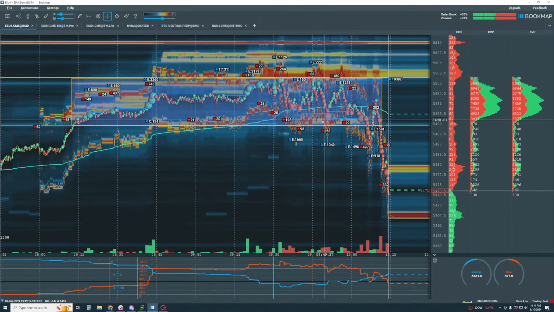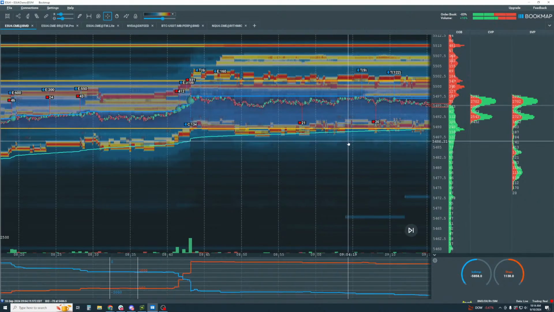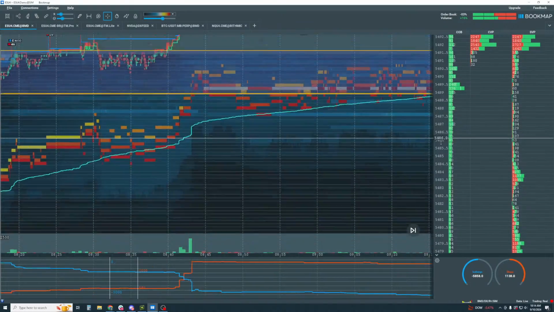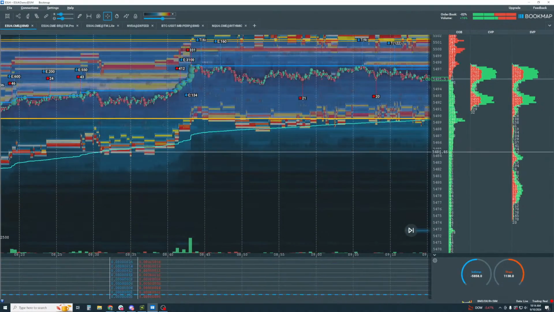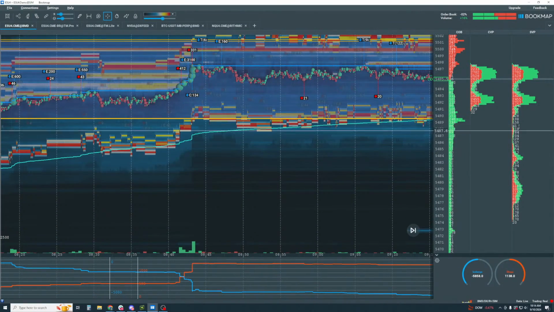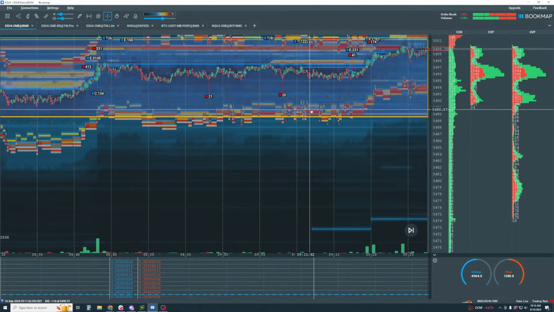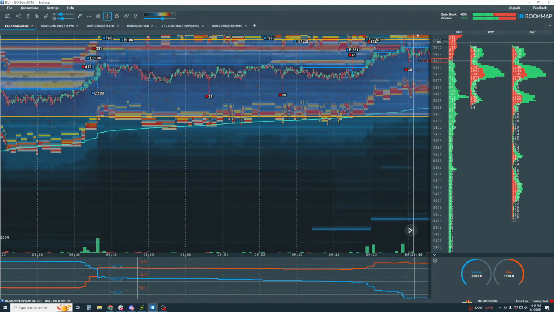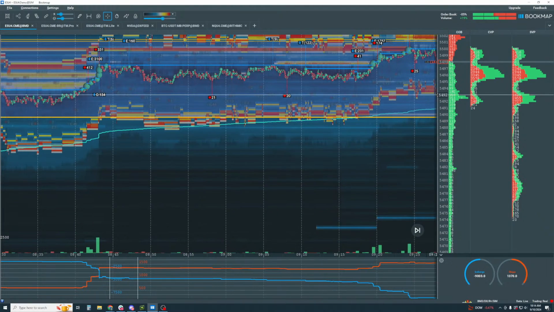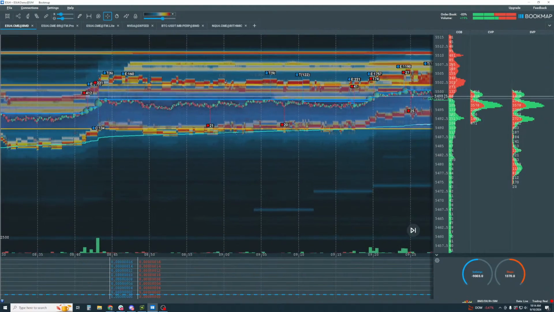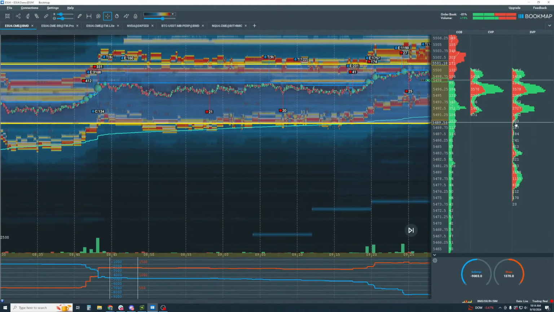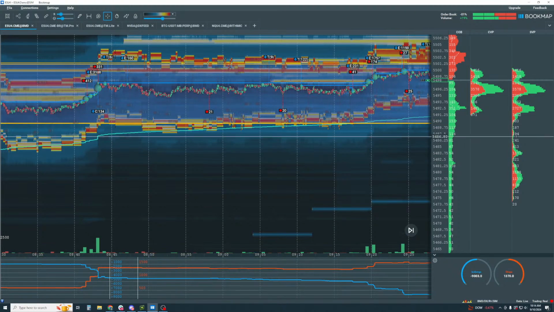Right? And then look at this in here. This is what caught my eye as well when I was looking at the profile. Okay, look at how thin this profile is in here. This is where price came up and traded quite a bit, as we noted with these two horizontal lines in this rectangle in here.